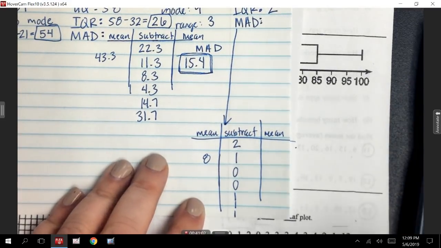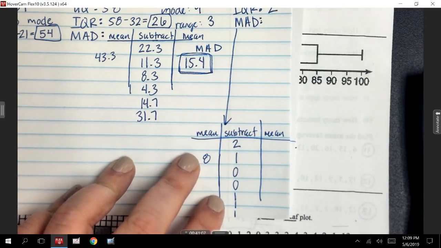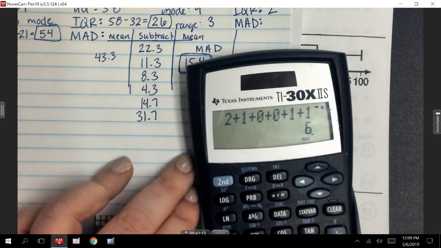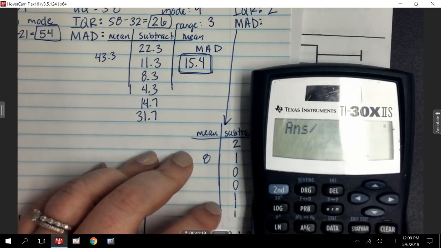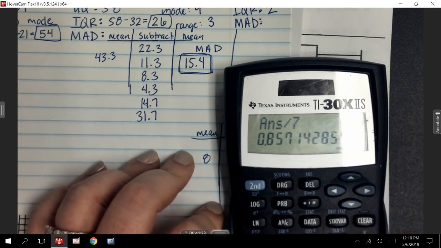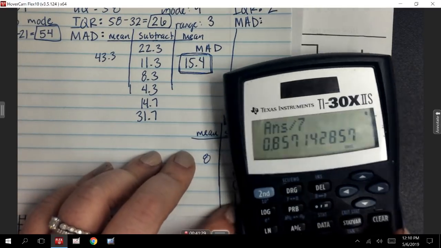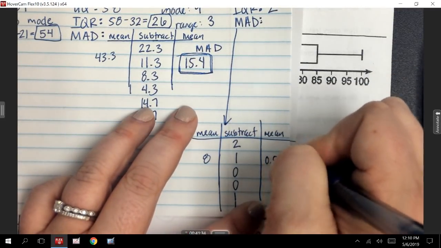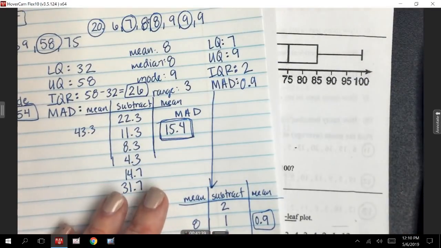Now I'm going to do the mean for these numbers. So 2 plus 1 plus 0 plus 0, still adding those in, 1, 1, and 1. So that's where I'm adding them up. When I get my answer, what am I dividing it by? 7, because there were 7 numbers, and I get 0.857. So we're going to round that to the nearest tenth. So I'm going to put 0.89. That would round to 0.9. So my MAD is 0.9 in that list.